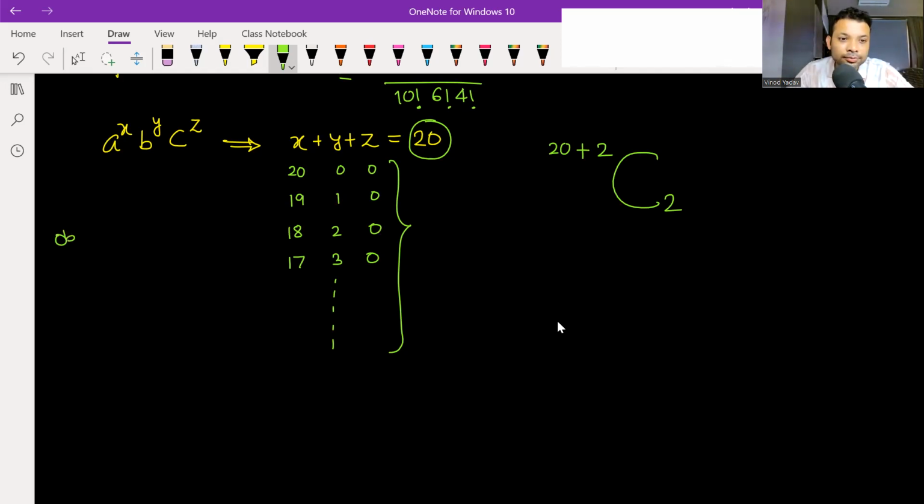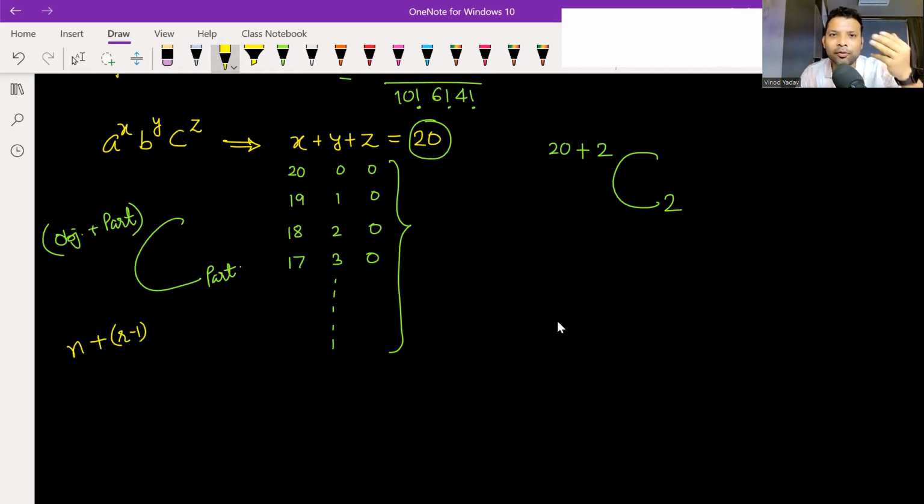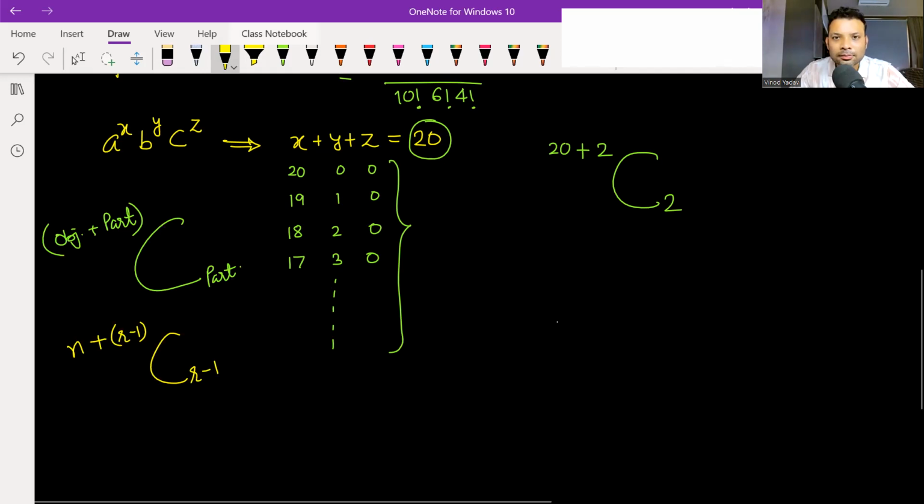The thought was this: object plus partition, this becomes nC partition. In books you will see it like this: if there are n such objects and r groups, there will be r minus 1 partitions. The number of partitions will always be 1 less than the number of groups required, right? So C r minus 1, something like this will be seen, okay? Correct, friends.